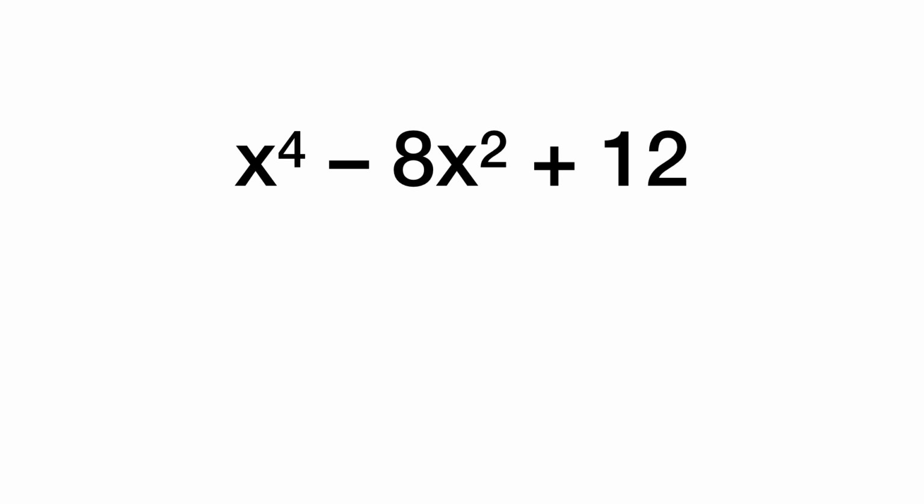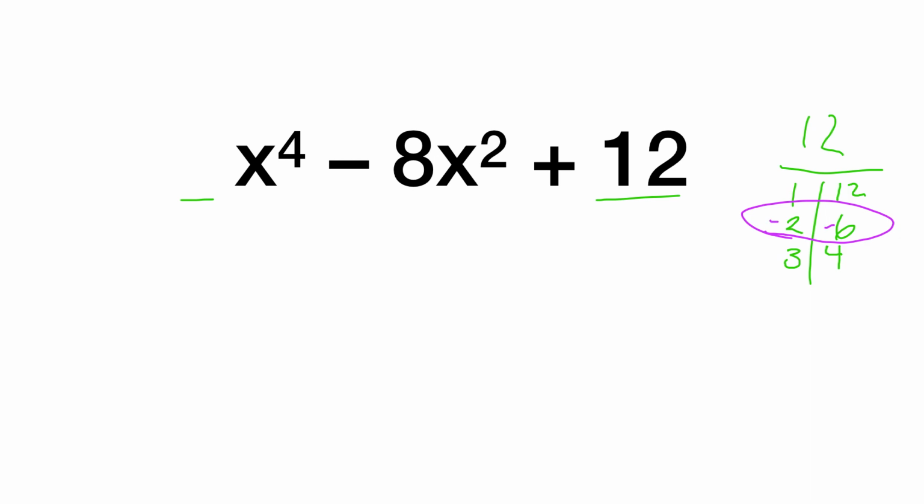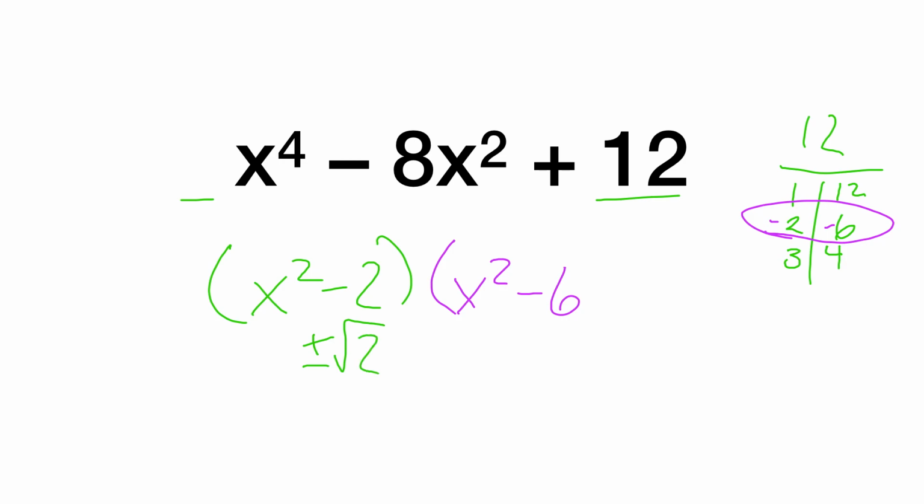So what I would do is leading coefficient is 1 times 12, that's 12. My common factors of 12 are 1 and 12, 2 and 6, 3 and 4. And the two that add up to be 8 are 2 and 6, but those both have to be negative. So that becomes x squared minus 2 times x squared minus 6. That means my answers are going to end up being plus or minus the square root of 2 or plus or minus the square root of 6.